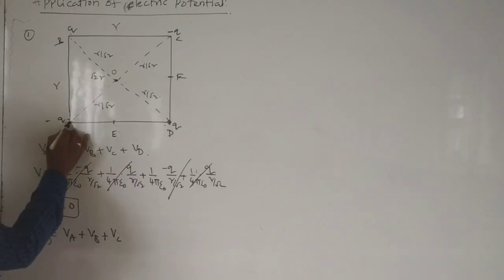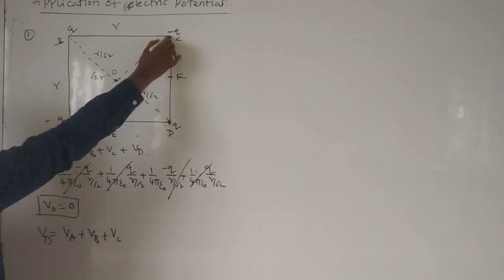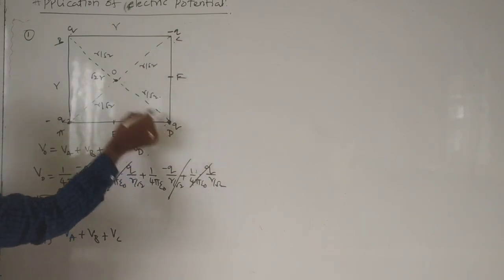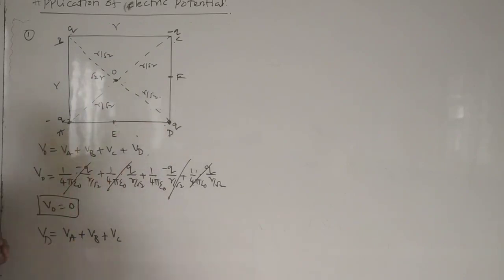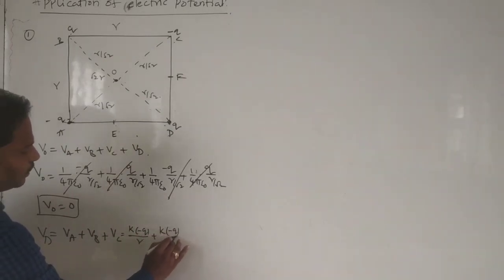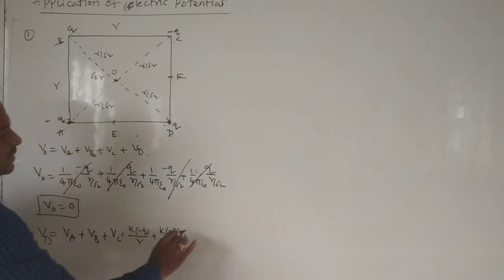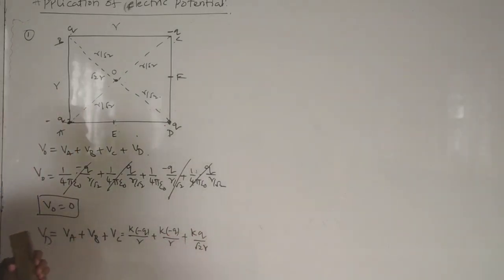Same, this is 1 by 4 pi epsilon naught times minus Q by R. This is due to 1 by 4 pi epsilon naught times minus Q by R. This is plus 1 by 4 pi epsilon naught times Q by root 2R. So directly I am writing K into minus Q by R plus K into minus Q by R plus K into Q by root 2R. So this is the expression.